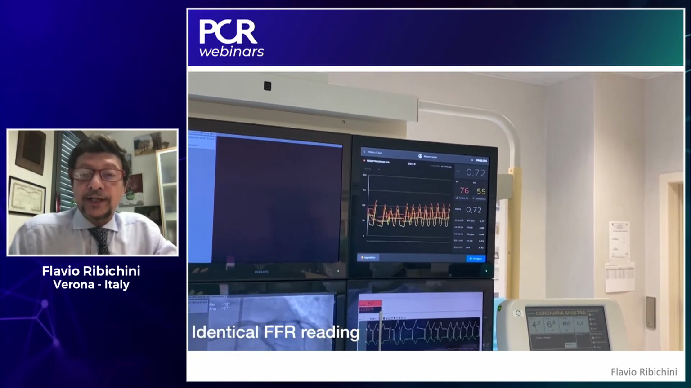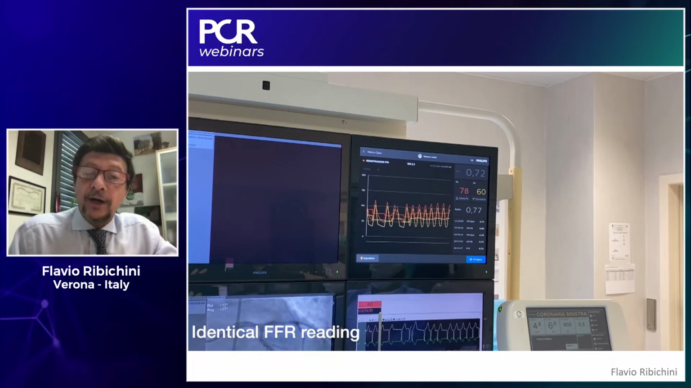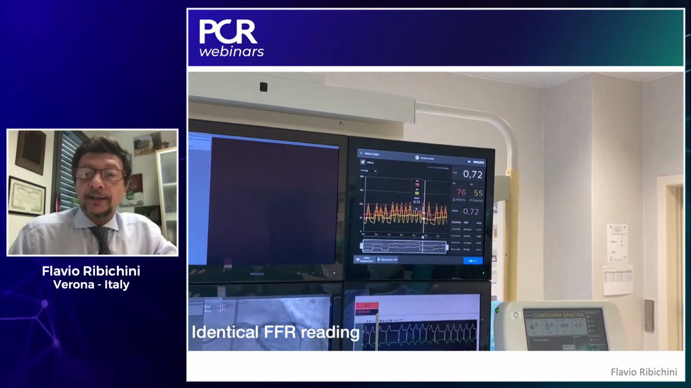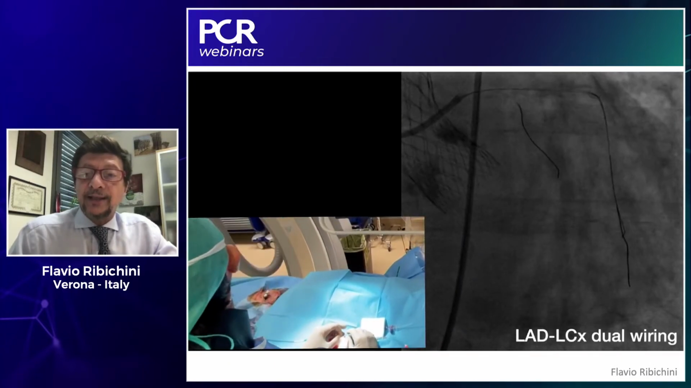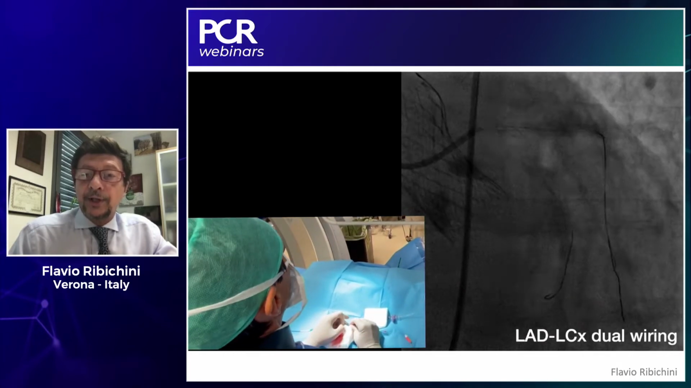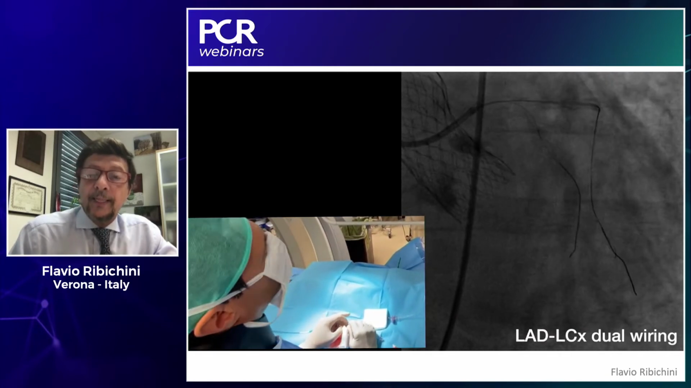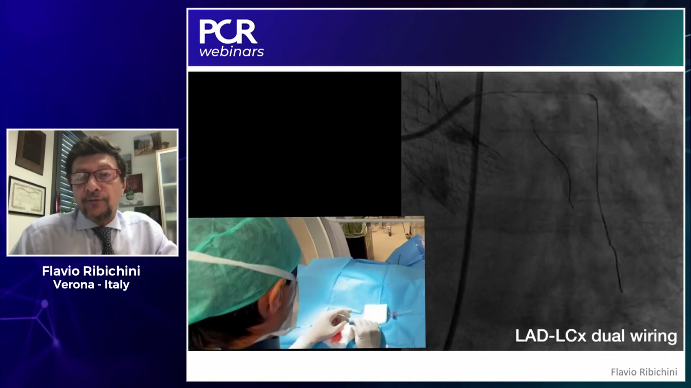In this case, you see that we are able to measure FFR on the left main stenosis, and you see that it's a severe stenosis with an important reduction of the fractional flow reserve.